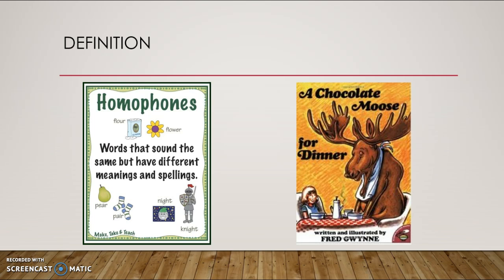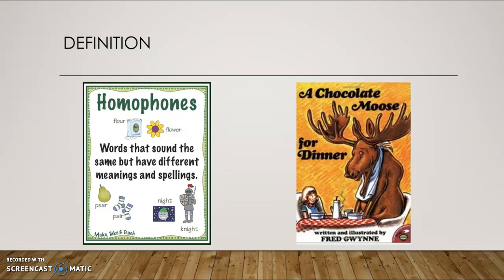The definition of homophones is: homophones are words that sound the same but have different meanings and spellings. For example, nose and knows. Nose is a body part that is placed in our face, and knows is if you know what something is, like the meaning of the word homophones.